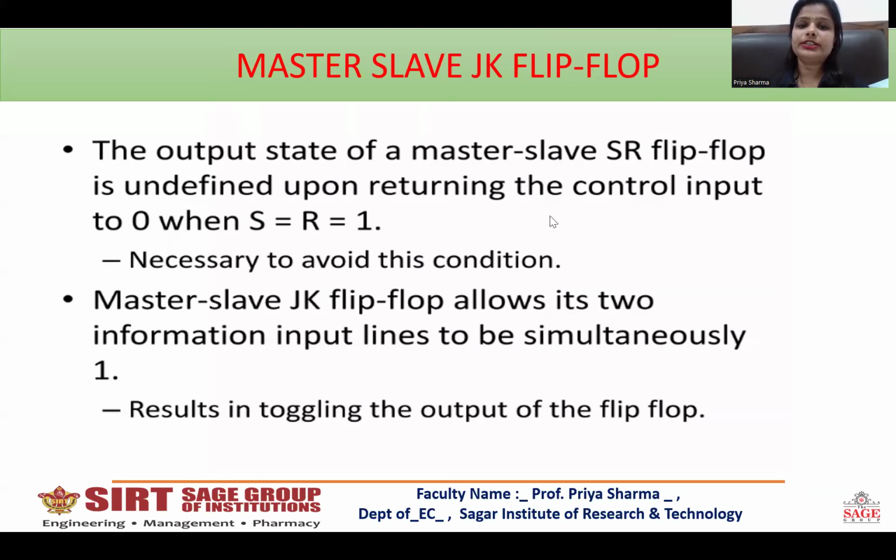So this can be resolved using a master-slave JK flip-flop. The output state of a master-slave SR flip-flop is undefined upon returning the control input to 0 when S and R, both the inputs, are high. It is necessary to avoid this condition. So the master-slave JK flip-flop allows its two information input lines to be simultaneously used. It results in toggling of the output of the flip-flops.